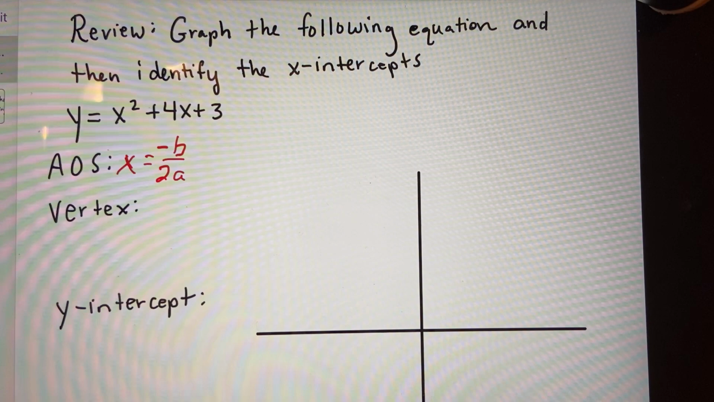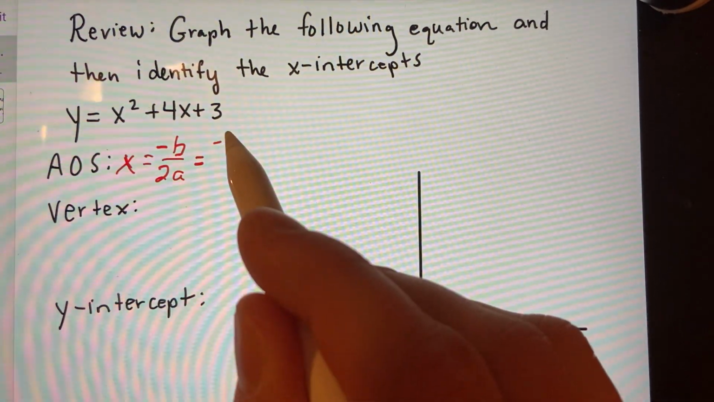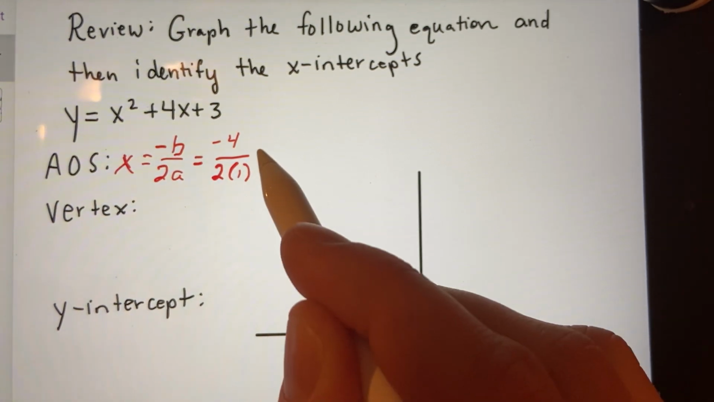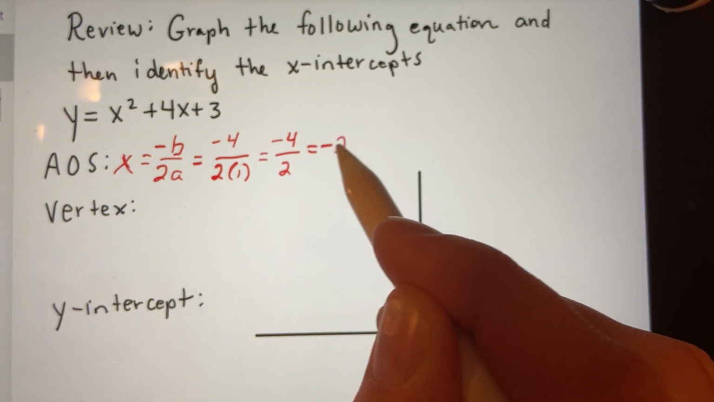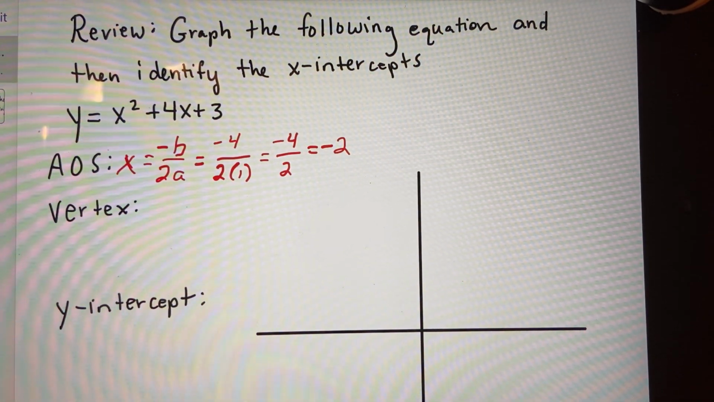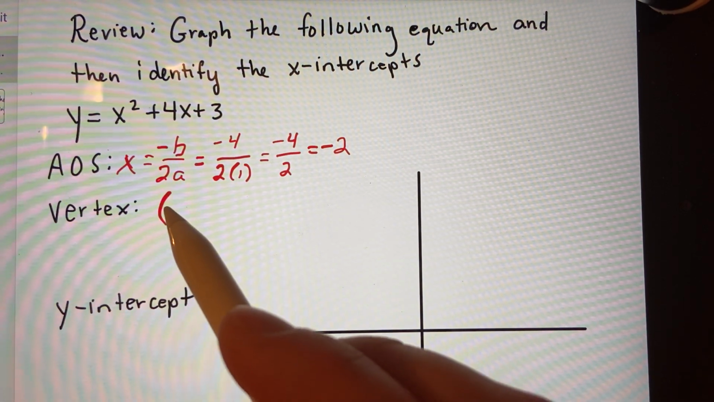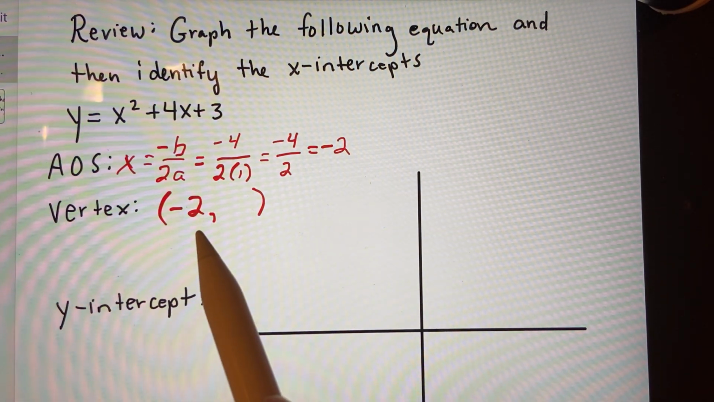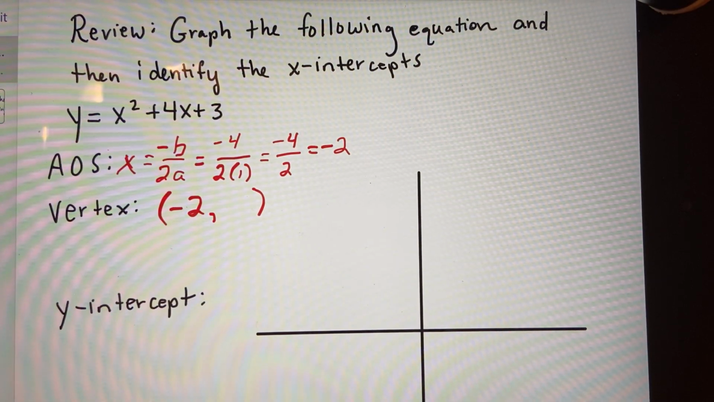So I'll just take those numbers and plug into my equation. So it would be like this, negative 4 over 2 times 1. So that's negative 4 over 2, which is negative 2. Now the axis of symmetry also happens to be the x-coordinate of the vertex, which would be negative 2. The vertex is a point, remember? So I'm going to write it as an ordered pair, negative 2, comma, and then we still don't know what the y-coordinate of the vertex is yet.